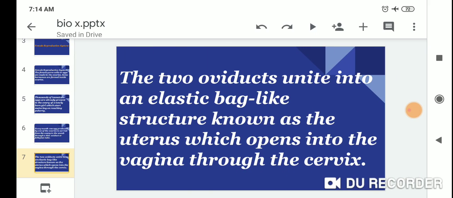The two oviducts unite into an elastic bag-like structure known as the uterus, which opens into the vagina through the cervix.